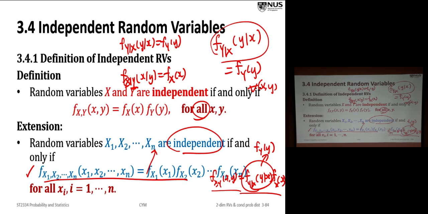On one hand, if we know that x1 up to xn are independent, then we have this property: the joint distribution equal to the product of the marginal distributions. On the other hand, if we have the joint distribution equal to the product of the marginals for all x1 up to xn, then we conclude that x1 up to xn are independent.